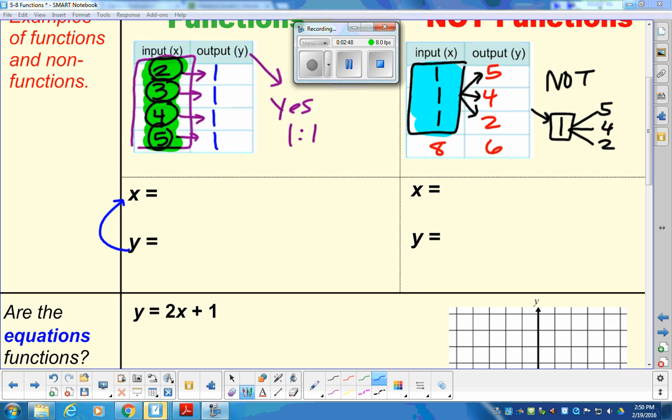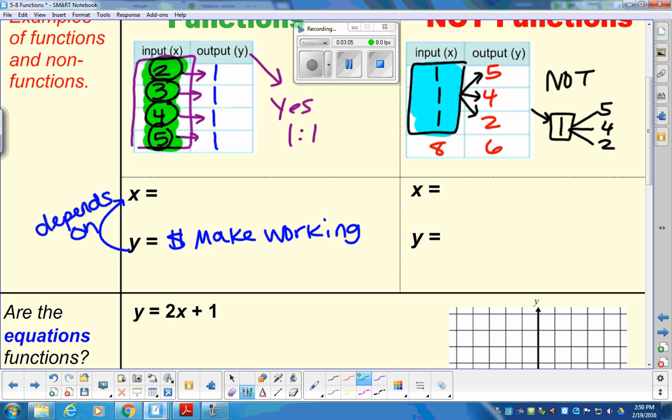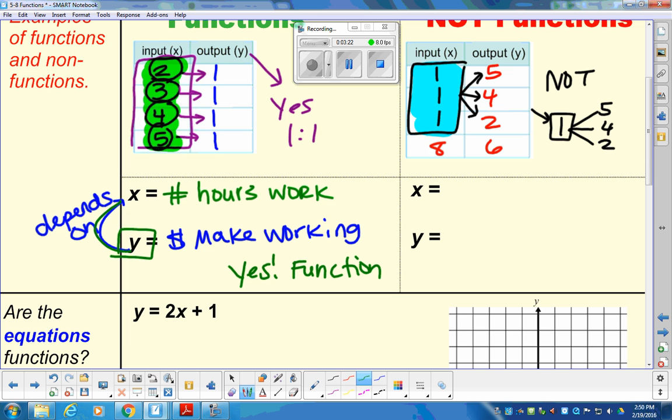The key is that we want to know when y depends on x. So in order to have a function, we would say the number of dollars that you make working, and this isn't always true because some people get paid on salary, but let's assume that you get paid hourly, depends on the number of hours that you work. We would say that, yes, this is a function because the y depends on x. How much money you make working depends on how many hours you work. Function.